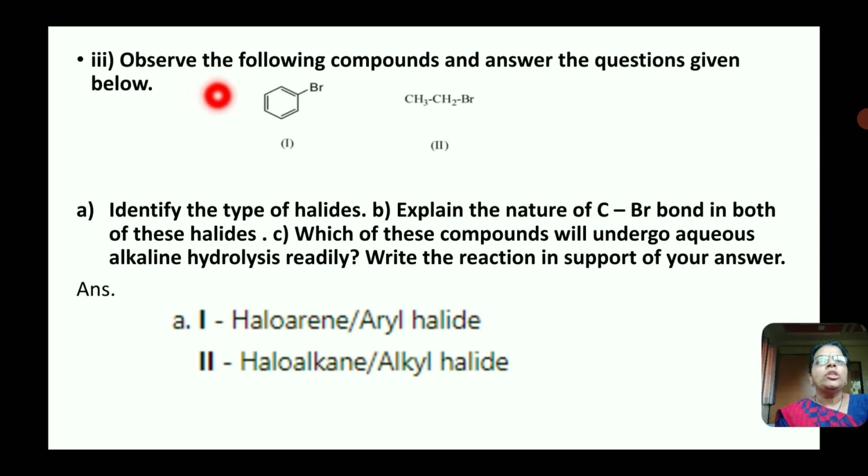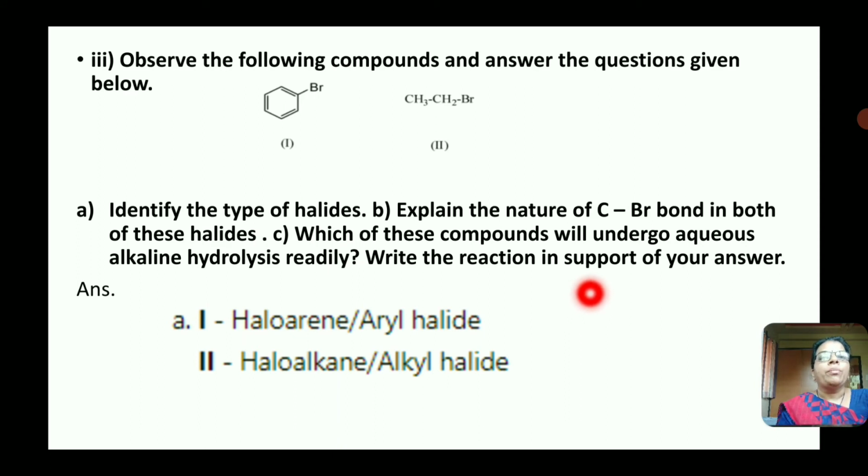Now next question: observe the following compounds and answer the questions given below. These are the two compounds: this is bromobenzene and this is ethyl bromide. First, identify the type of halides. Second, explain the nature of the C-Br bond in both of these halides. Third, which of these compounds will undergo aqueous alkaline hydrolysis readily? Write the reaction in support of your answer.